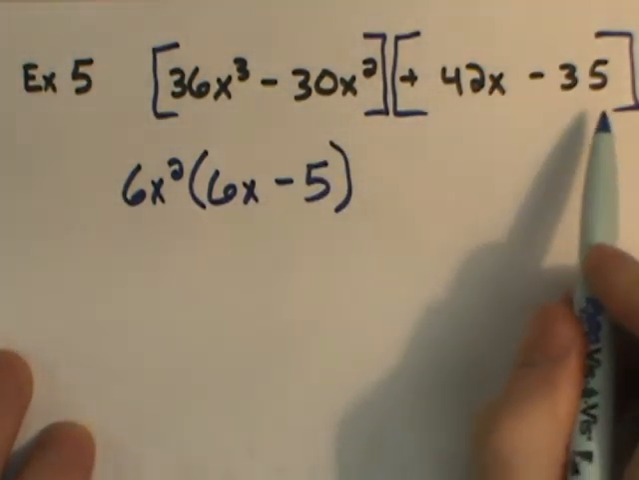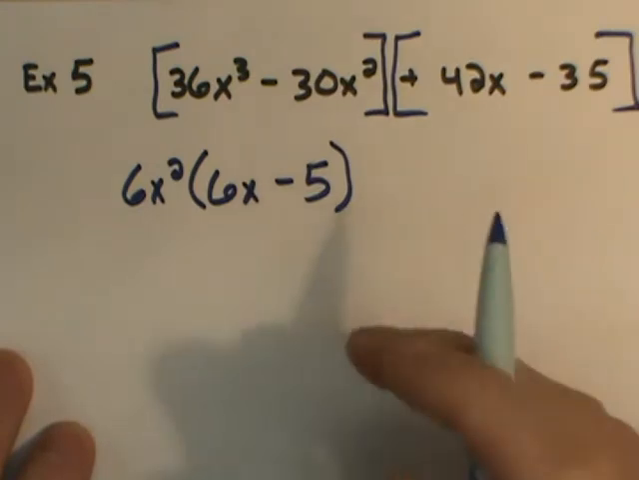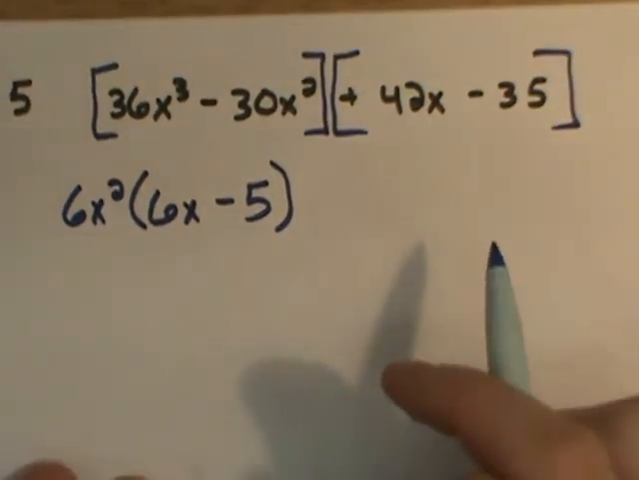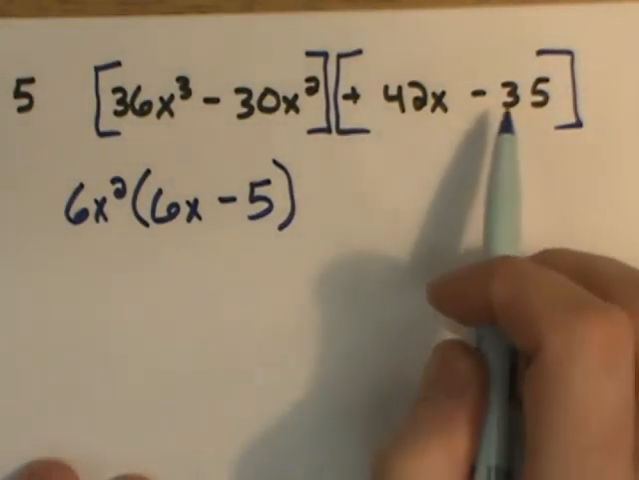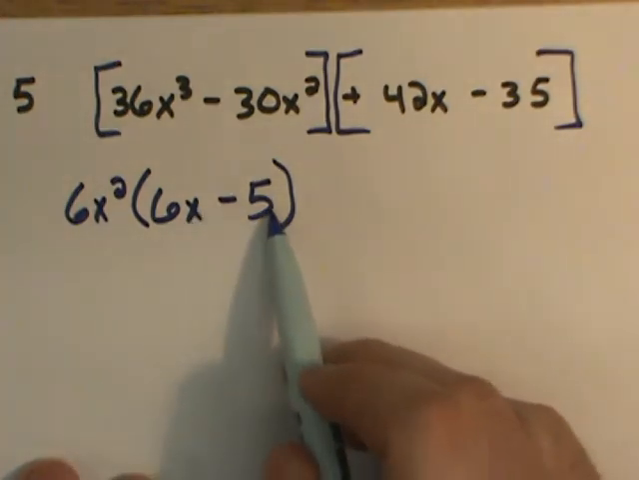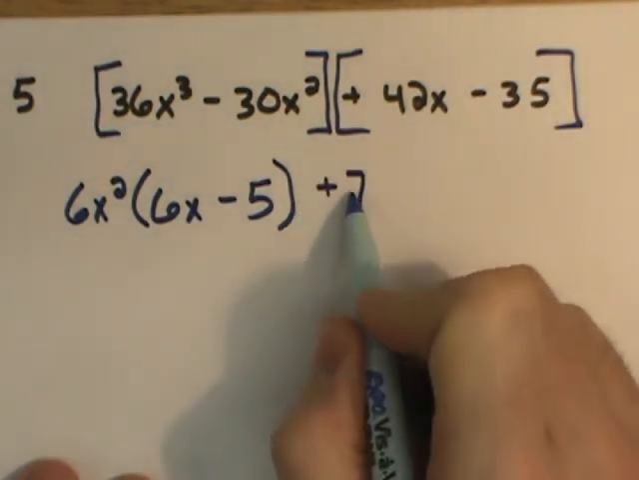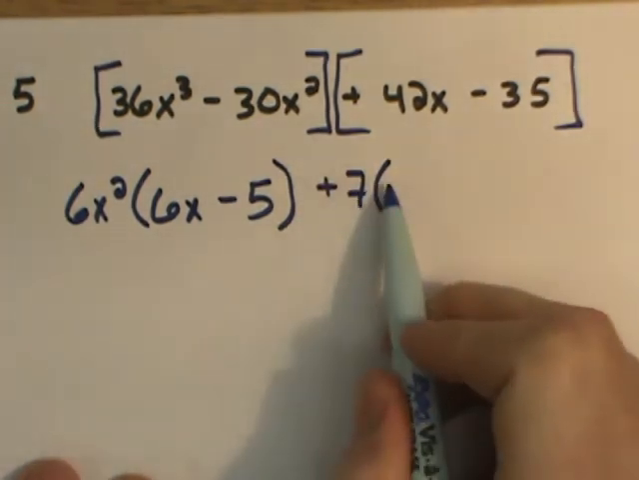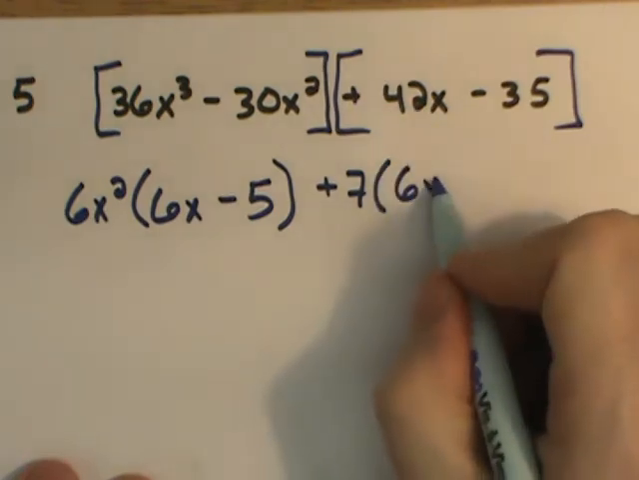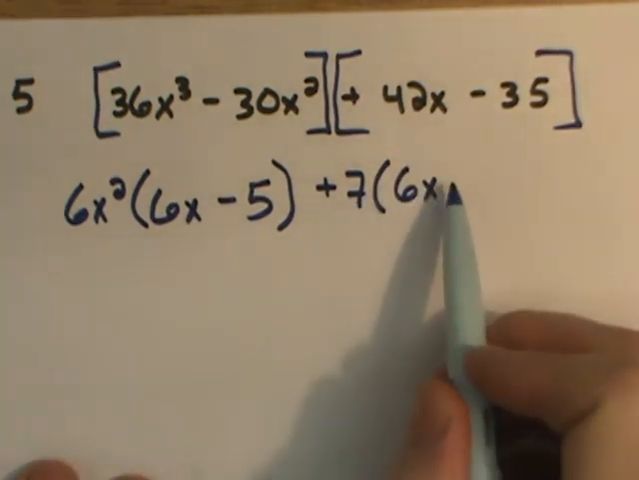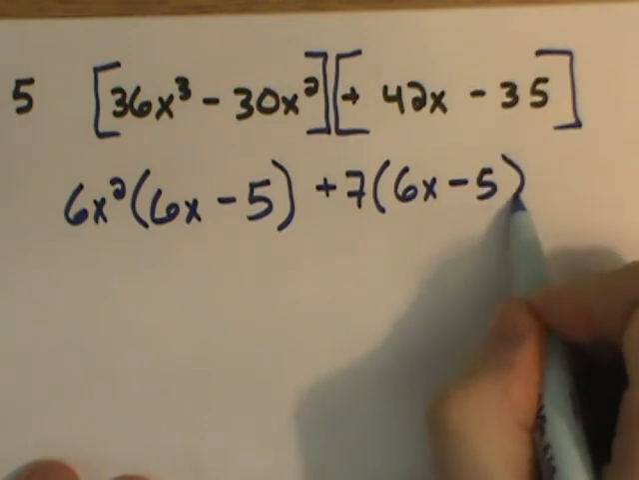Out of the second set of brackets, I'm hoping to get this 6x minus 5. So as I look over here, I ask, what could I pull out of this that's going to get me to 6x minus 5? As you look at that for a moment, hopefully you're thinking 7 will do it for us. 7 times 6 is 42. Put our x there. And then 7 times negative 5 gives me my 35.